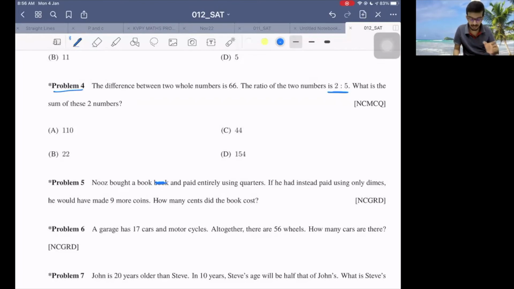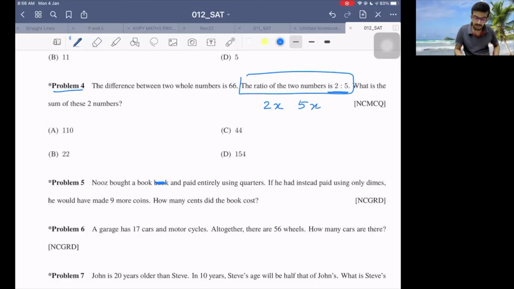So whenever such a question is given, always choose the numbers as 2x and 5x. When the ratio is given as 2 is to 5, the numbers can be chosen as 2x and 5x. Always remember this trick, because if you divide 2x by 5x, you're always going to get 2 by 5.